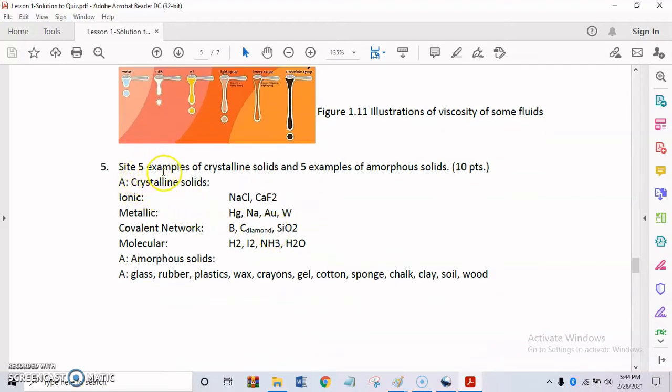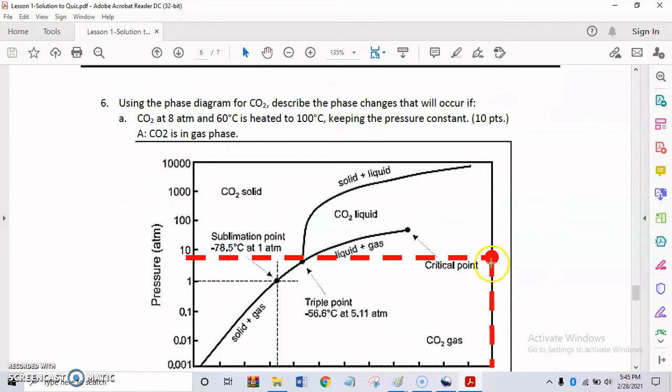Okay, next is cite 5 examples of crystalline solids and 5 examples of amorphous solids. All of you are actually correct. However, some put wood among the crystalline solid examples, and some put soil. So, crystalline solid examples may be ionic, metallic, covalent, or molecular. And amorphous solids are outside of ionic, metallic, covalent, molecular. These are glass, rubber, plastic, wax, crayons, gel, cotton sponge, clay, chalk, wood, and many more. So, that's it for number 5.